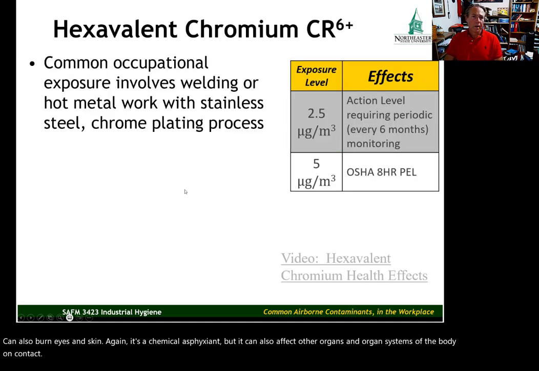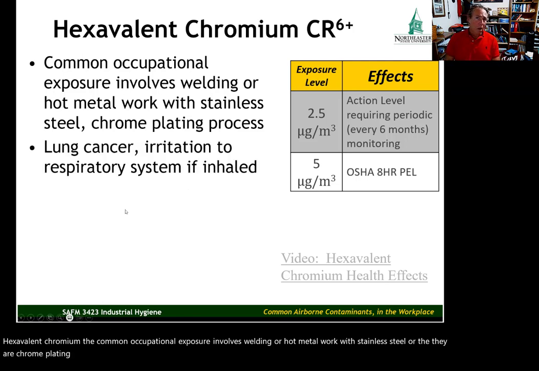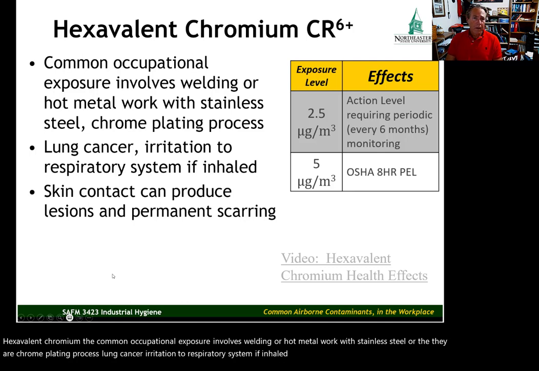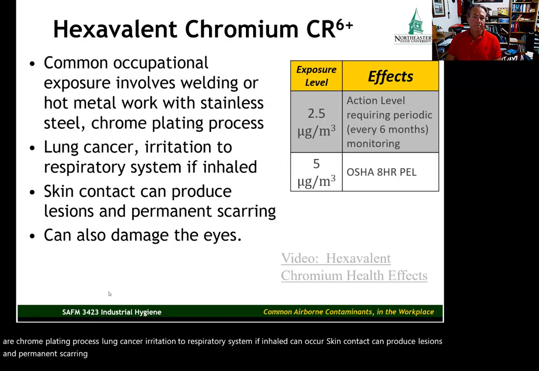Hexavalent chromium. The common occupational exposure involves welding or hot metal work with stainless steel, or a chrome plating process. Lung cancer, irritation to the respiratory system if inhaled, can occur. Skin contact can produce lesions and permanent scarring. Can also damage the eyes.